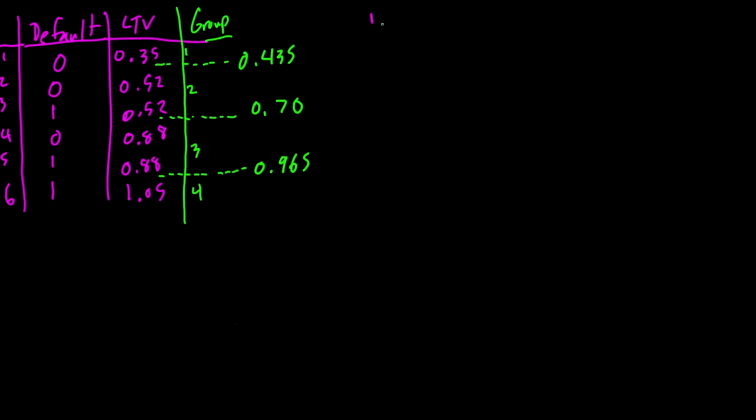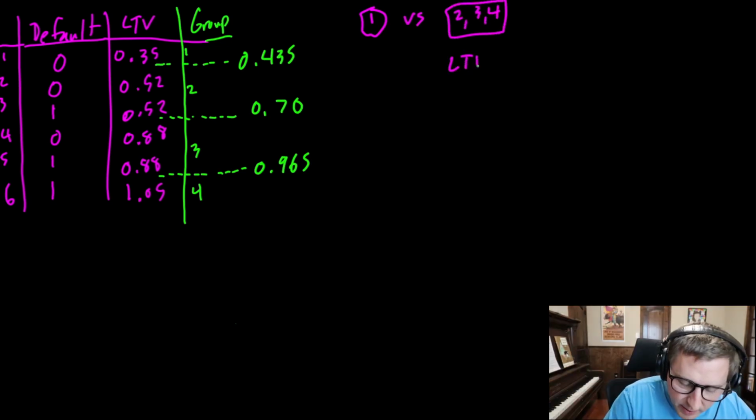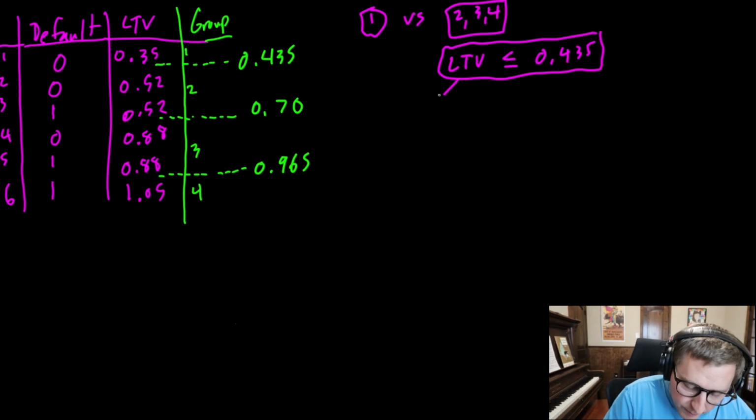First, we're going to test out, we're going to call it 1 versus 2, 3, and 4. And so what we're going to do is say, okay, if LTV is less than or equal to 0.435, this is my proposal here. We need to go to the left here and say, okay, if this is true, so this is group 1.